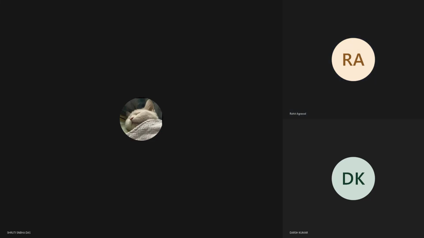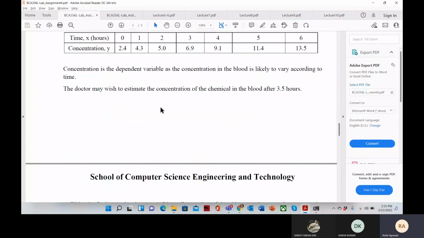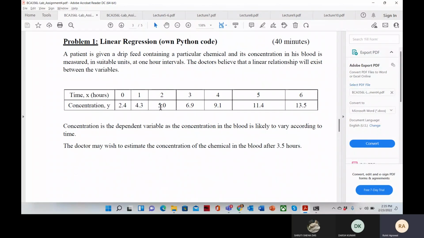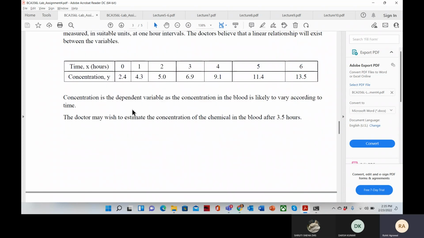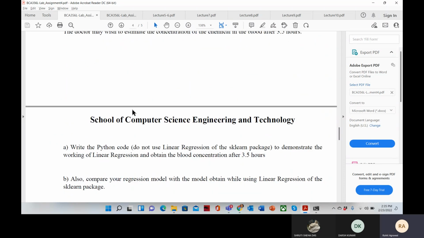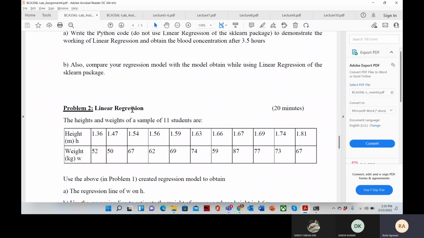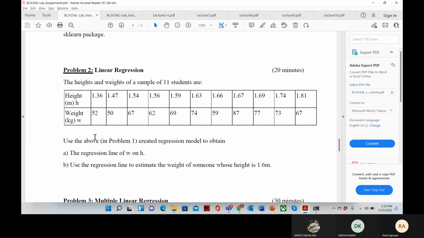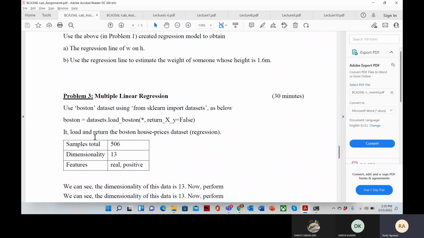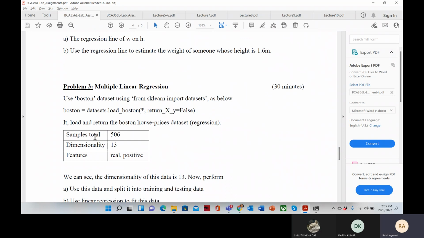If you remember, in the previous lab we discussed linear regression, where we wrote our own code. After that, we used linear regression with the Python library. And then we discussed multiple linear regression, which means whenever we are using more than one feature.